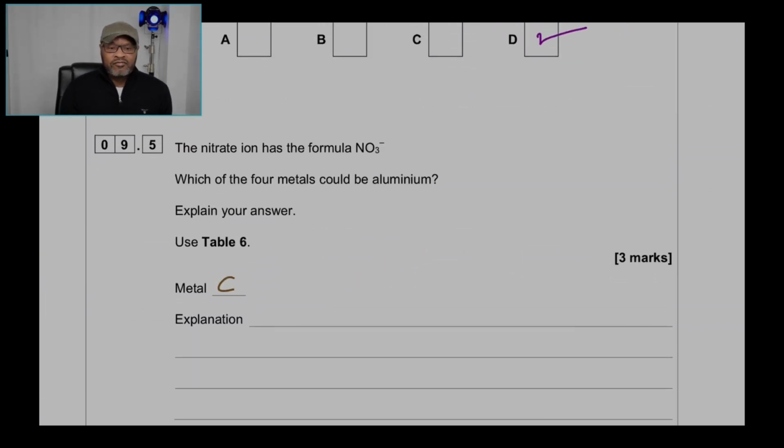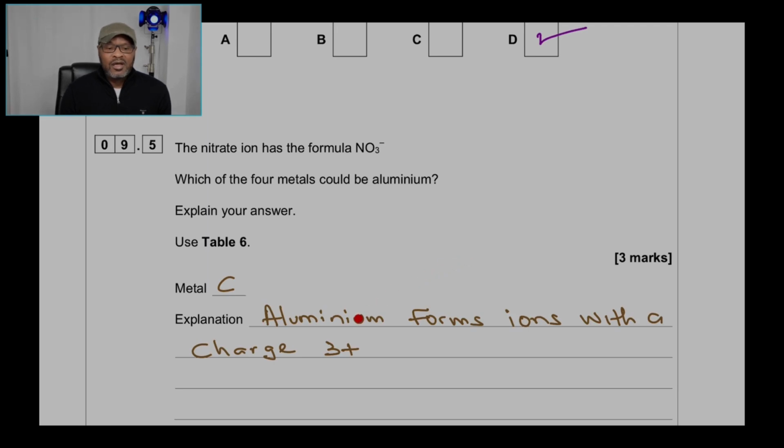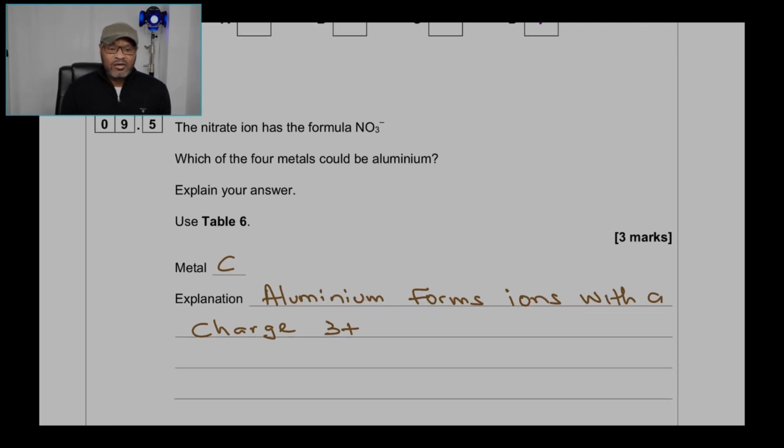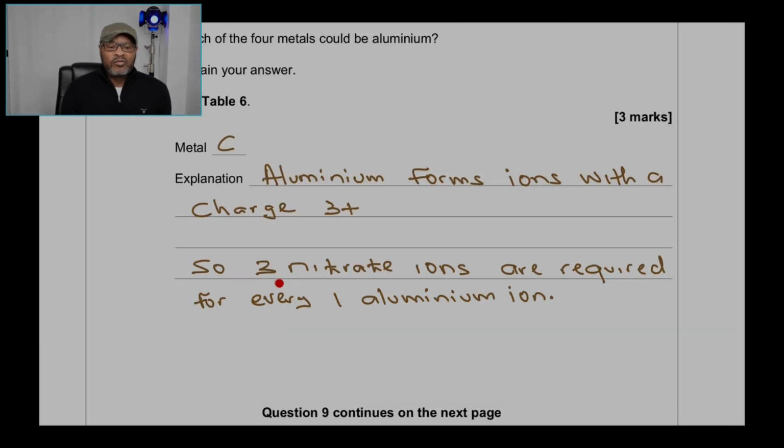And the explanation for that is what we said. Aluminum forms ions with a 3+ charge because aluminum is in group 3. 3 nitrate ions are required for every 1 aluminum ion. So the plus 3 here is referring to group 3.